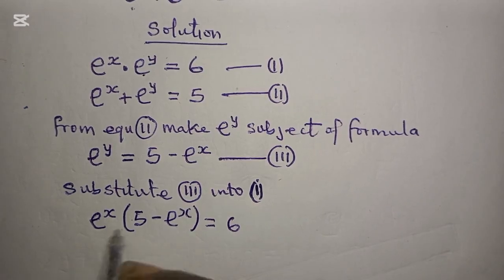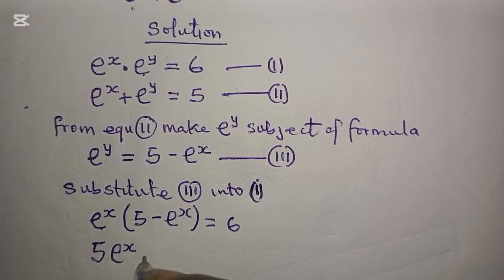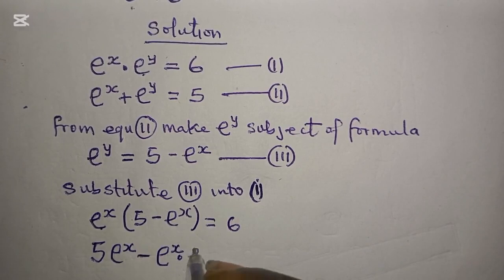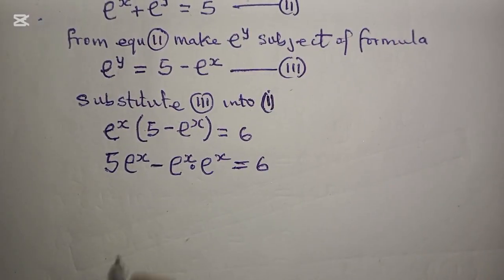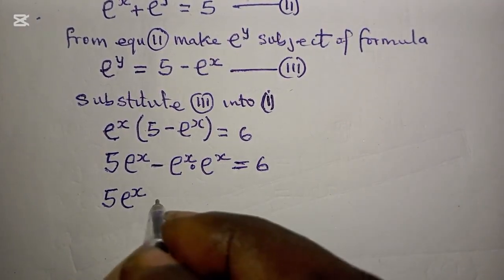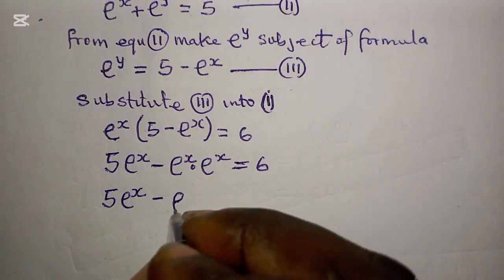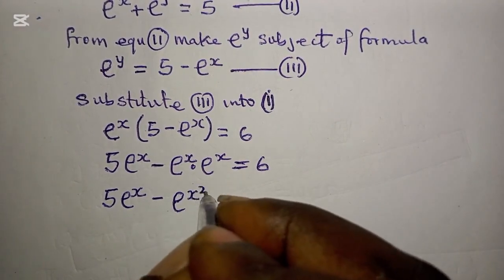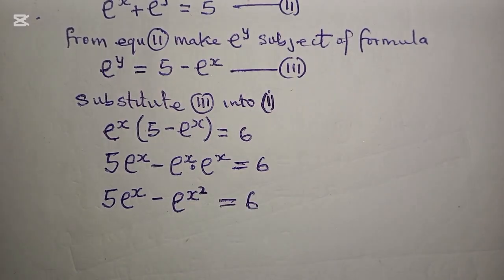Now, let's multiply e raised to the power of x times 5. That gives us 5e raised to the power of x minus e raised to the power of x times e raised to the power of x equals 6. So we move further by saying 5 multiplying e raised to the power of x, minus e raised to the power of x times e raised to the power of x, that gives us e raised to the power of x squared, which equals 6.